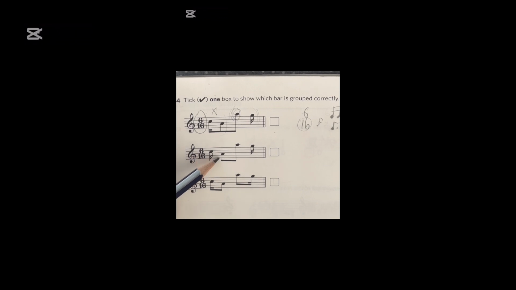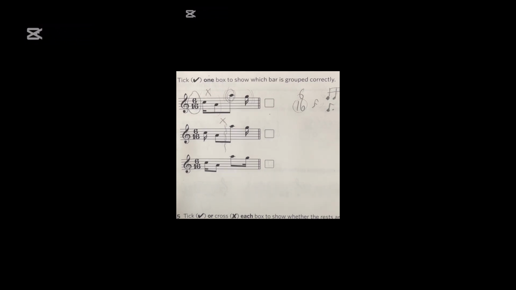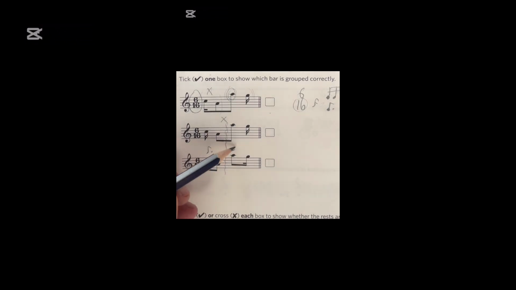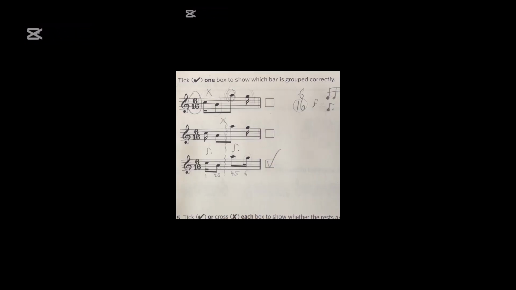We can see here that because this is tied over, crossing over the middle of the bar, it's an incorrect one. So our last one has to be correct. And again, it shows us nice and clearly that we have 2 main beats. So there's our first main dotted quaver beat, and there's our second dotted quaver beat. The last one is the correct option.